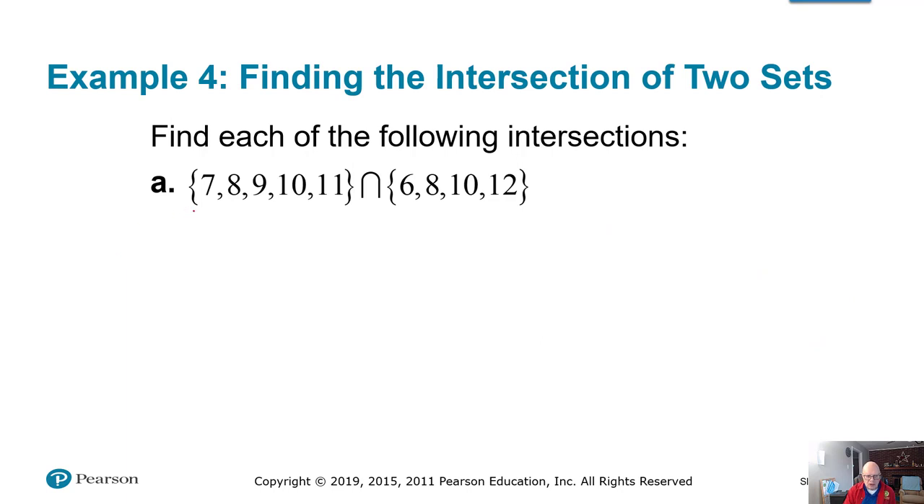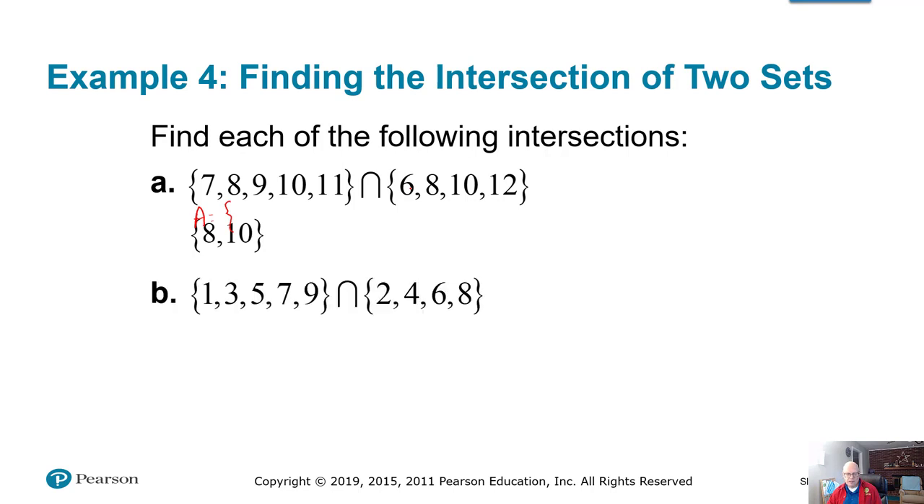So here's one to check on. Let's call this set A. Which numbers are in both lists? Write it down. 8 and 10. See anything else in both? Nope. 7 is not in both. 12 is not in both. Only 8 and 10.